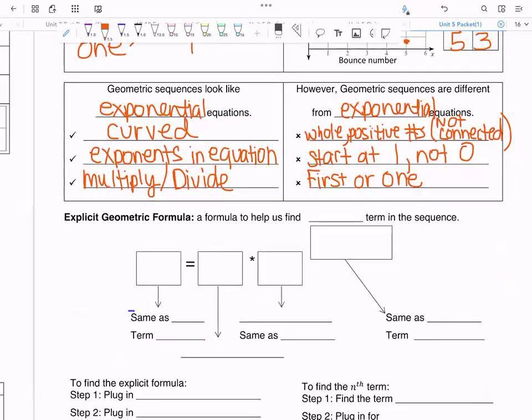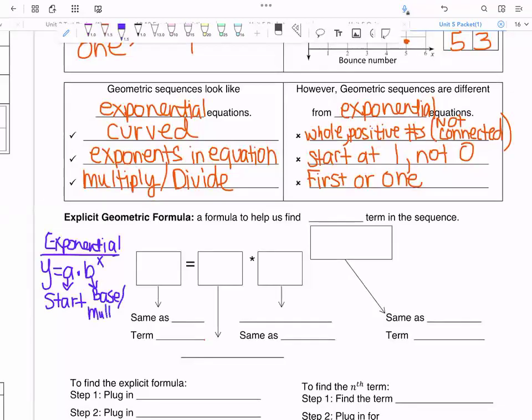All right, so with exponential equations, we would have something like y equals a times b to the x. So this first number, our coefficient, this is where we start. And then this number is our base. That's what we're multiplying by. We also call that our multiplier. Right, and then we have our exponent.